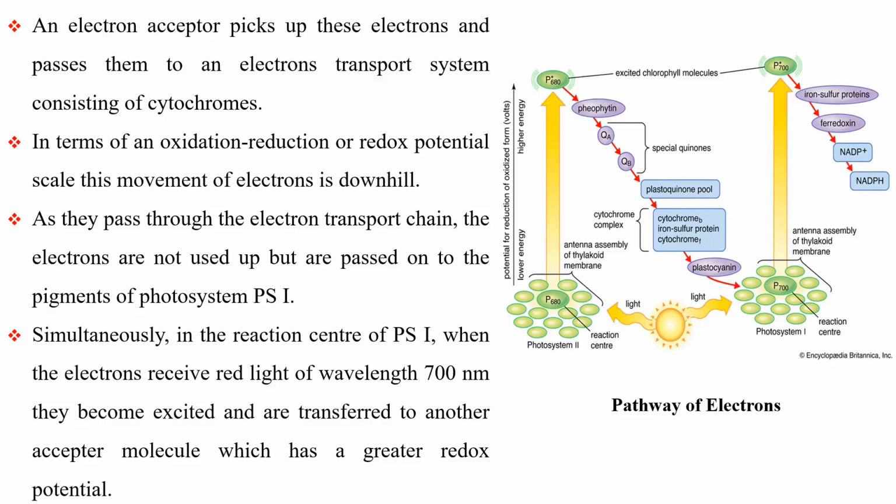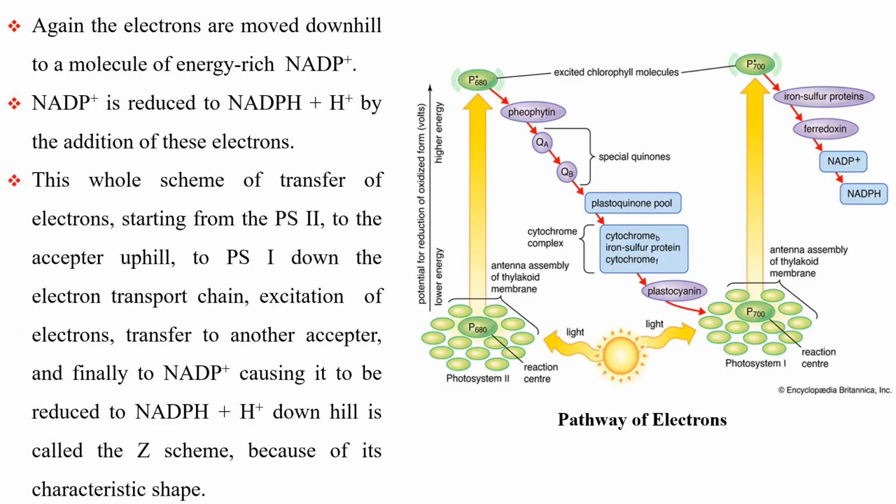As they pass through the electron transport chain, the electrons are not used up but are passed on to the pigments of photosystem PS1. Simultaneously, in the reaction center of PS1, when the electrons receive red light of wavelength 700 nm, they become excited and are transferred to another acceptor molecule which has a greater redox potential. Again, the electrons are moved downhill to a molecule of energy-rich NADP+. NADP+ is reduced to NADPH plus H+ by the addition of these electrons.